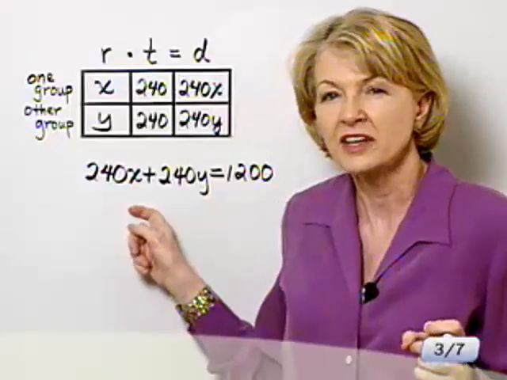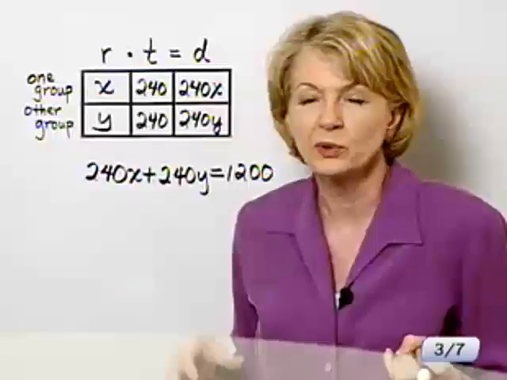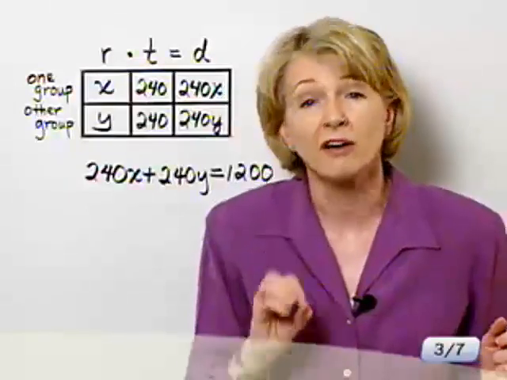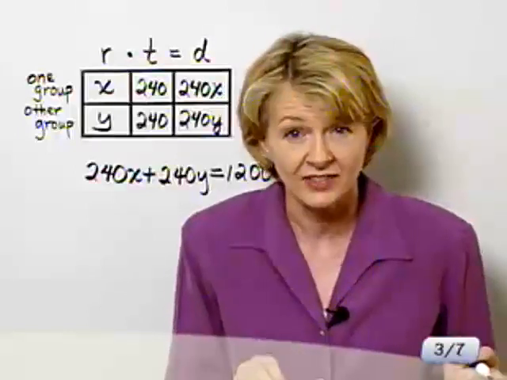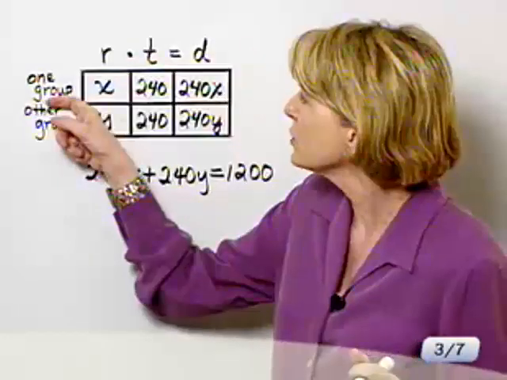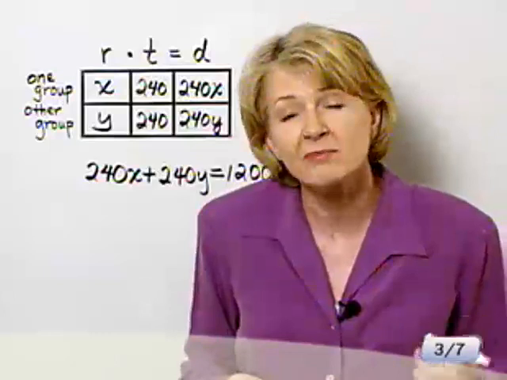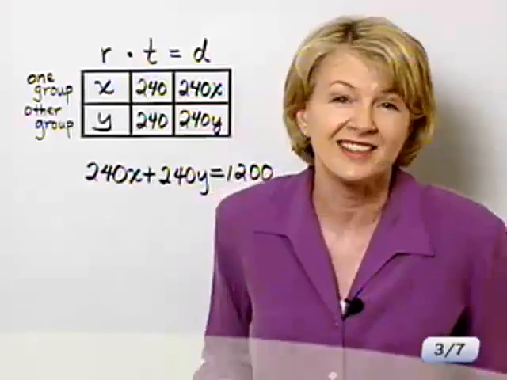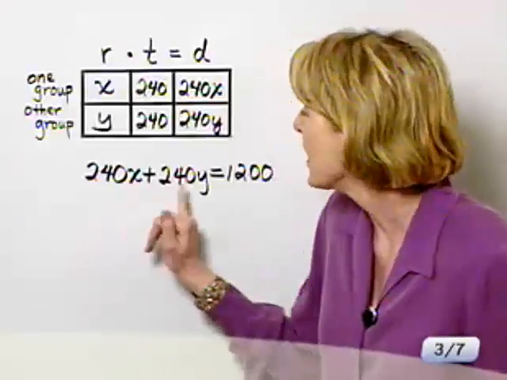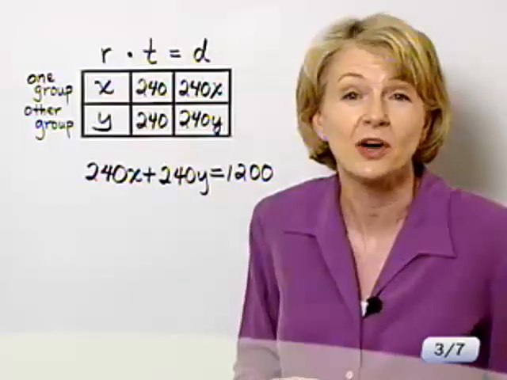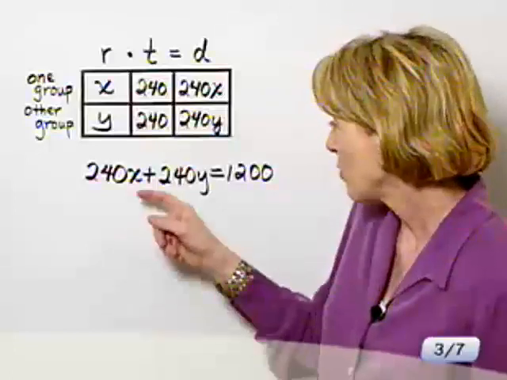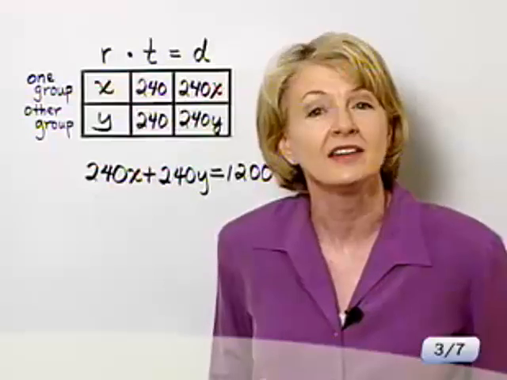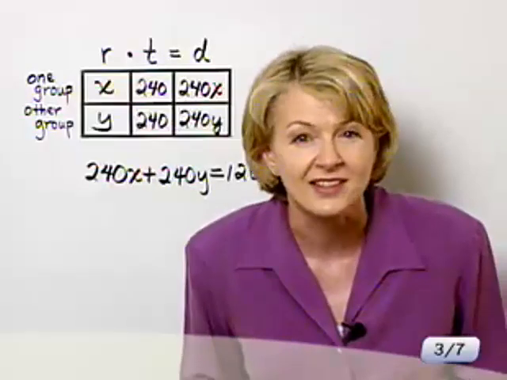Now, if you're asking yourself, well, don't we know that each group travels the same amount of distance? The answer is no, because we are told that the rates are different. We are told that one group travels a half mile per hour slower than the other group. So we know the distances, in fact, aren't the same, but that they should total 1,200. Now, we've got two variables and simply one equation. We do need another equation to form our system.